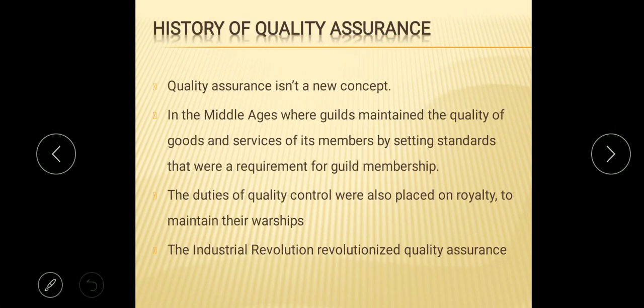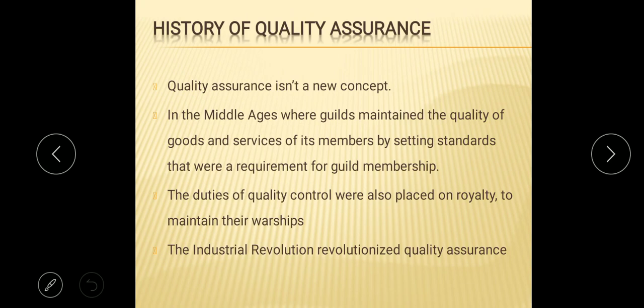Now, history of quality assurance. If you look into the history, quality assurance isn't a new concept. One can find evidence of it back in the Middle Ages, where guilds maintained the quality of goods and services of its members by setting standards that were a requirement for guild membership. The duties of quality control were also placed on royalty to maintain their worship. For example, they also helped standardize the training for navies and their supplies to make sure long sea journeys were as safe as possible.